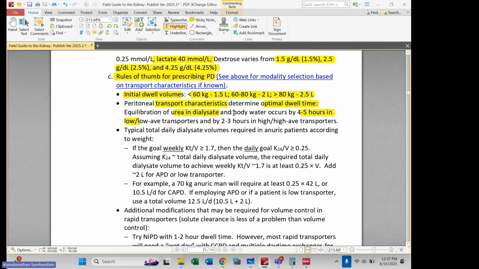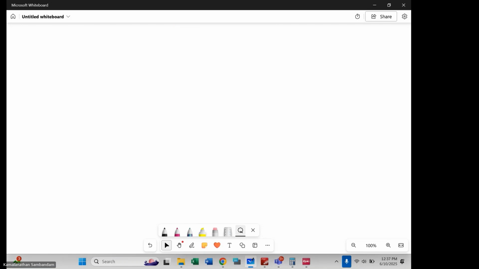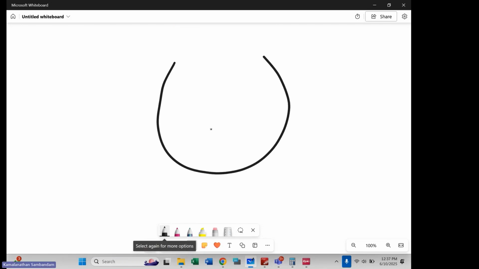Now, if I have a high transporter, you can see that BUN has equilibrated with the dialysate urea concentration at 2 to 3 hours. So what does that mean practically? Practically, that means if you have a high transporter, after about 2 to 3 hours, you are getting no more bang for your buck, right? You're essentially having no more urea flux into the dialysate after 2 or 3 hours.